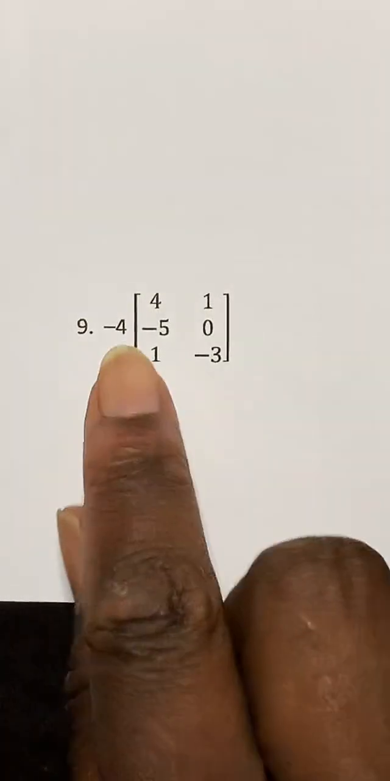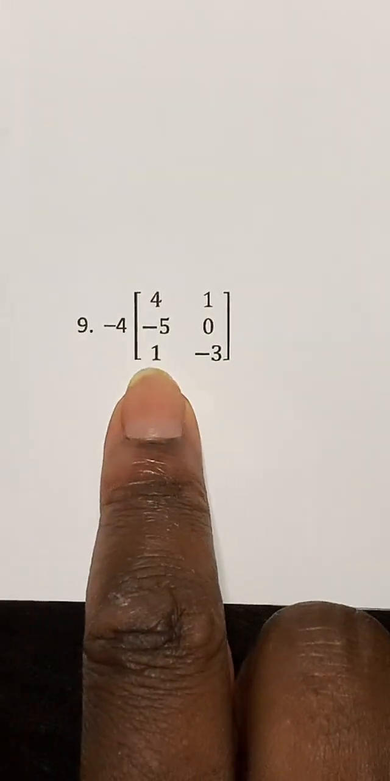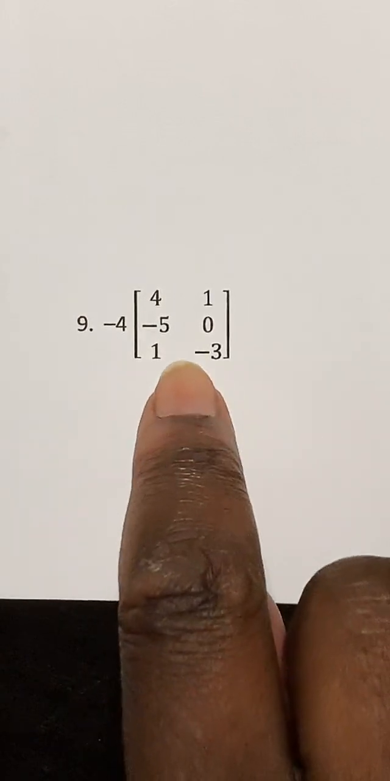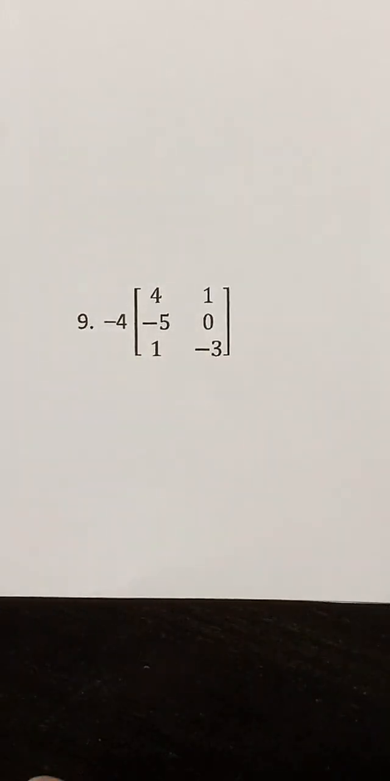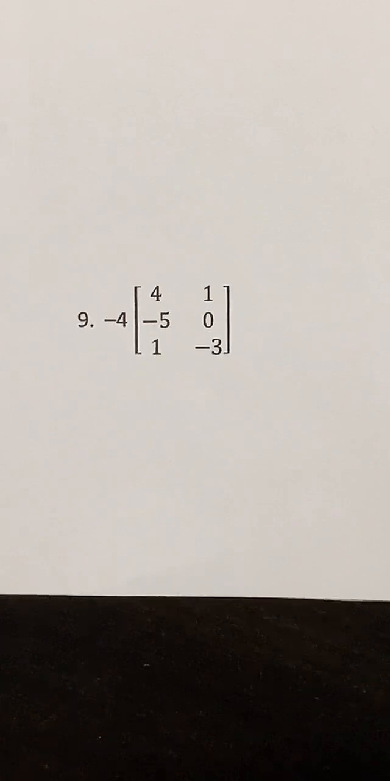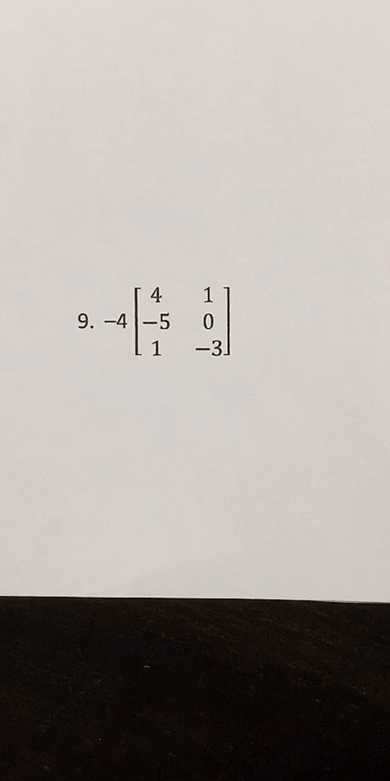Okay, so you're basically multiplying everything inside this matrix by -4. Okay, so that's exactly how we solve it, Danielle. Okay, so multiply every term by -4 and watch your signs.